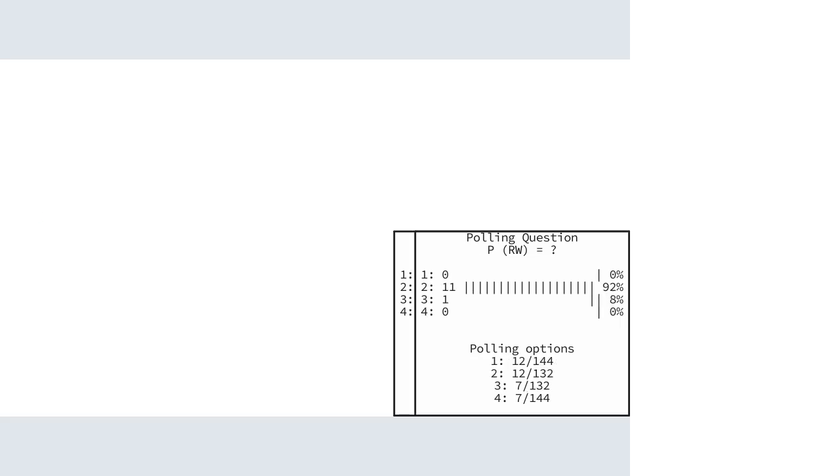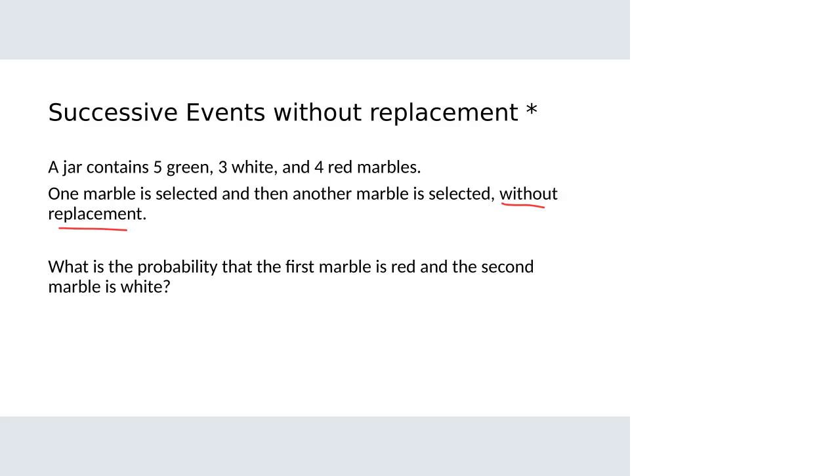All right, let's see where we are on this one. Oh, almost unanimous, darn close. We all had the 132 outcomes, so that's good. That's very good. Okay, so when we look at this one, what we're after here is the probability of getting red followed by white, which is the same structure we were looking for last time.